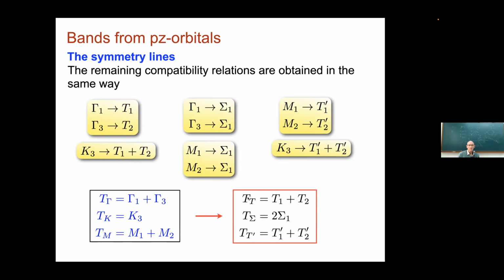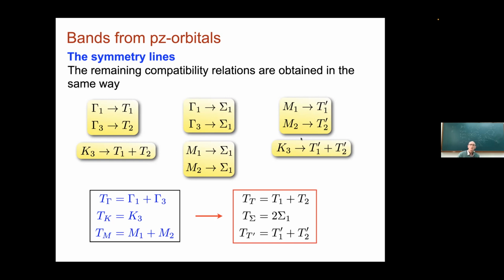You see, there is compatibility in the following sense. The line T connects the gamma point and the K point. So I can use subduction from either point. If I use subduction from the gamma point, gamma 1 subduces T1, gamma 3 subduces T2, and I get T1 plus T2. But if I use subduction from K, K3 subduces T1 plus T2. So I already get T1 plus T2 immediately.